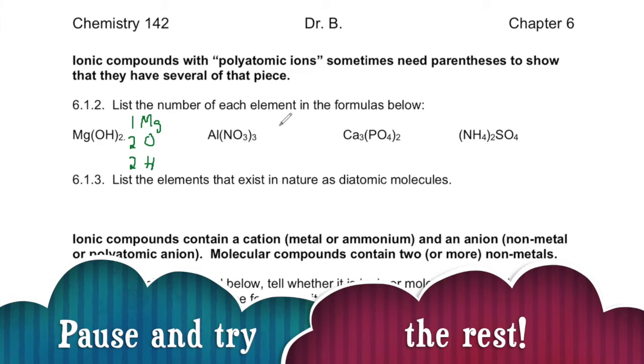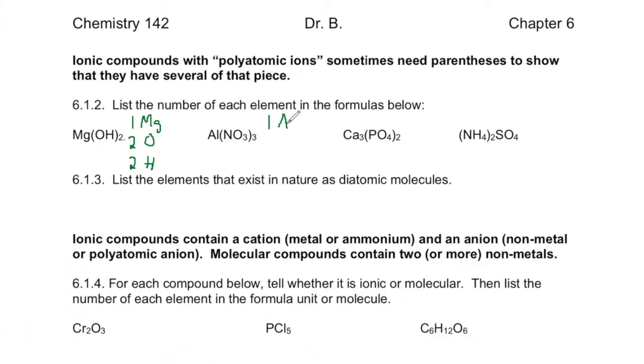This one over here, the aluminum does not have a subscript, so there is just 1 aluminum. And then there's 3 of this nitrate group. Let's draw these. Al, NO3, NO3, NO3. 1 aluminum and 3 of the NO3 group. So that makes 1 aluminum, 3 nitrogen, 1, 2, 3, and 9 oxygen, 3, 6, 9. So it's kind of like you have to distribute this 3 to everything that's in the parentheses.